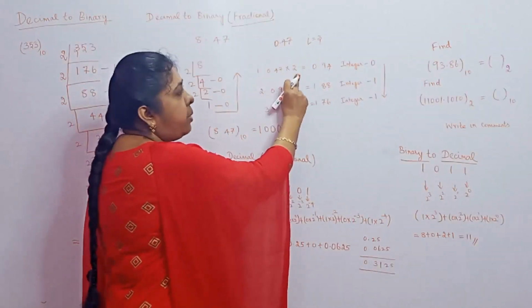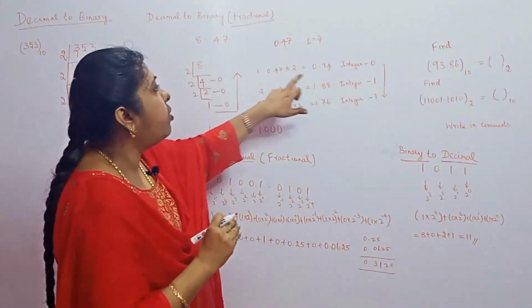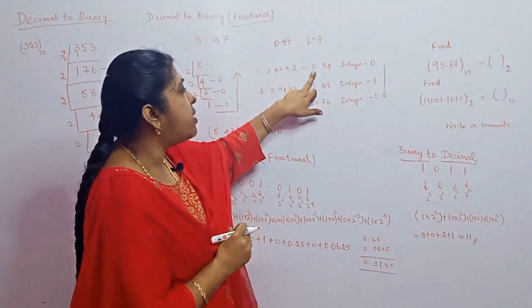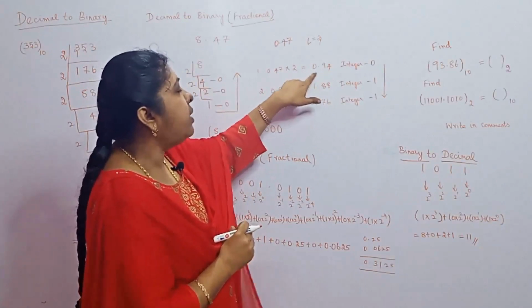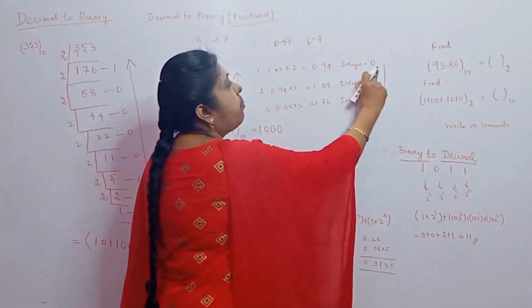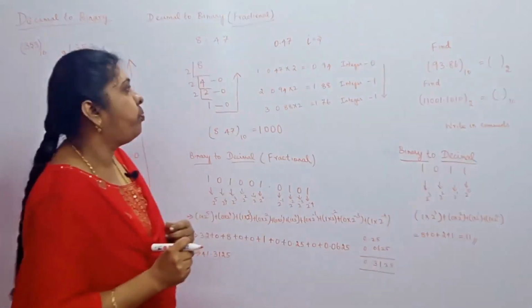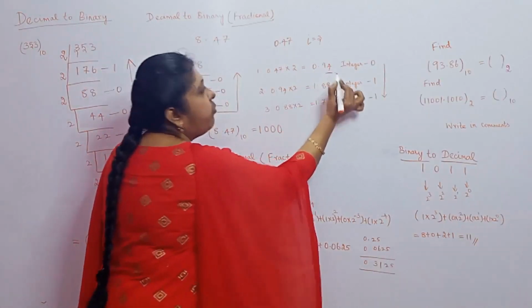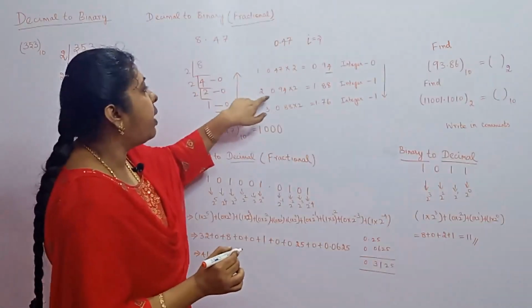0.47 is multiplied by 2. When multiplied by 2, it gives 0.94. Here the integer part is 0 and the fractional part is 94. So this integer part is represented as 0. Again, only the fractional part 0.94 has to be again multiplied by 2.